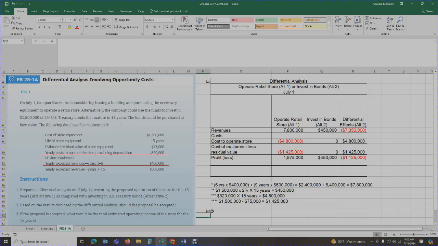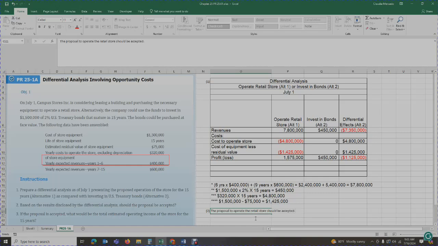Okay, so looking at the data provided, I don't know about you, but if I were a business owner, I would take the 1.575 million anytime over the $450,000. Yes, I have more costs associated, but that additional cost will result in greater revenues for me. So if I were the business owner or the manager making this decision, the proposal to operate the retail store should be accepted.